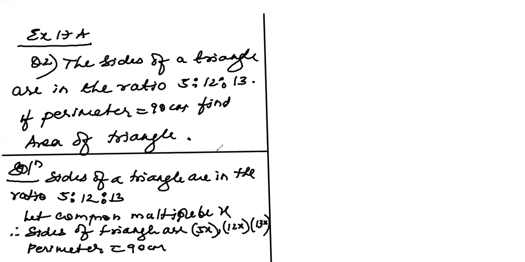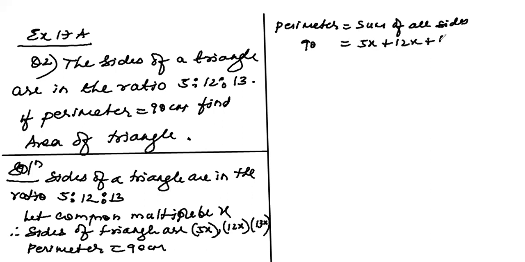Perimeter is the sum of all 3 sides. Now I know the formula, and the perimeter is given to us. So the formula for perimeter is the sum of all sides. So put the values. You know the perimeter is 90, and you know the 3 sides in terms of x: 5x plus 12x plus 13x. So 90 is equal to 30x. So x is equal to 90 upon 30. How much do you get? 3.